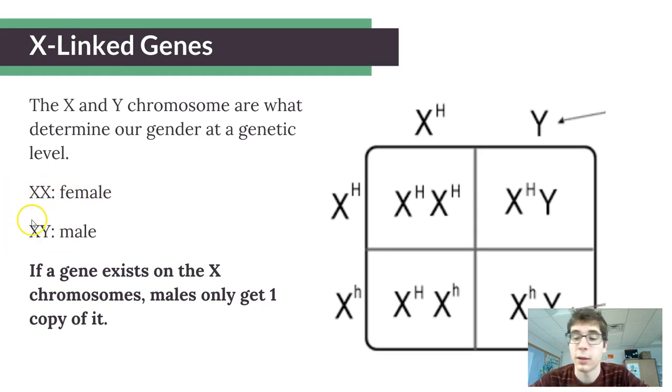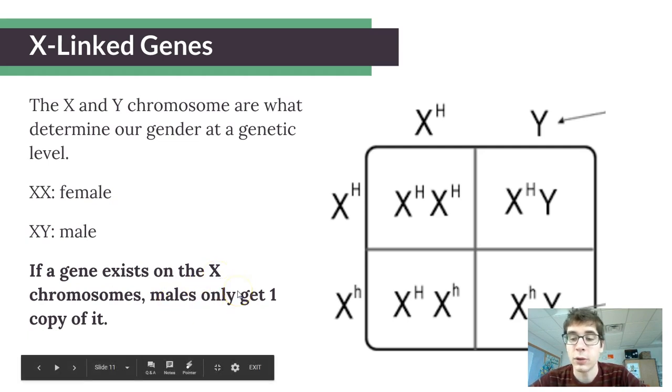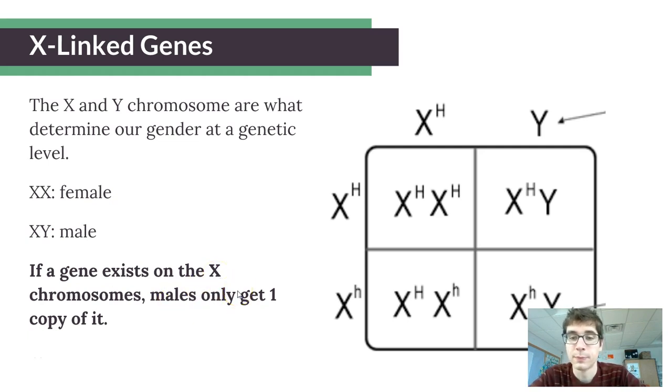In order to be genetically male, you'll get an X and a Y chromosome, which means that if a gene exists only on the X chromosome, the male is going to get only one copy of that gene. So if we only get one copy of it, it doesn't matter what it is. That's the trait we're going to have.